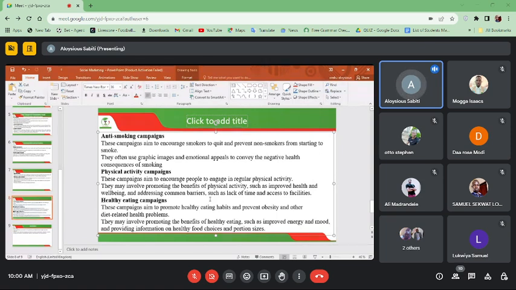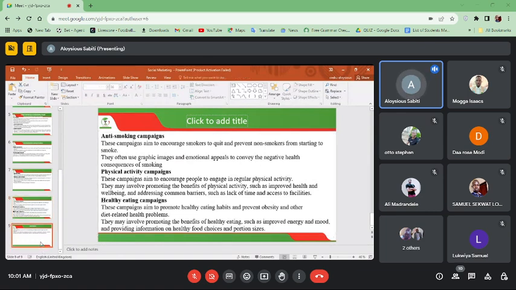And then another example of a social marketing activity is healthy eating campaigns. These campaigns aim to promote healthy eating habits and prevent obesity and other diet related health problems. They may involve promoting the benefits of healthy eating, such as improved energy and mood, and providing information on healthy food choices and portion sizes.